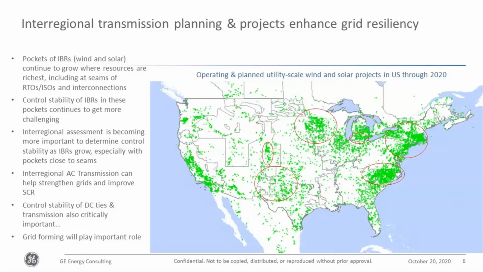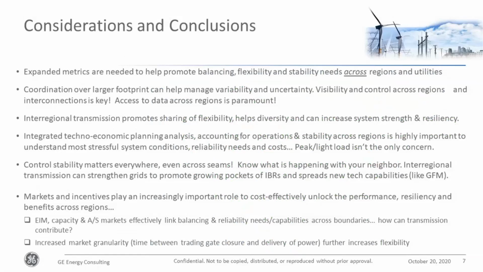So with that, to wrap up, a whole bunch of conclusions here about what I just said. New metrics really should be considered. How do we think differently about how transmission plays a role? How do we think differently about how we analyze this, including access to different interconnection data that is spread around different footprints, and how to make that work together? I think that's another key aspect, how to pay for the transmission, and really understanding the role of markets and what markets can play, not only energy imbalance, but capacity, ancillary services, and also paying attention to the increased granularity of the markets themselves that can promote flexibility from area to area.